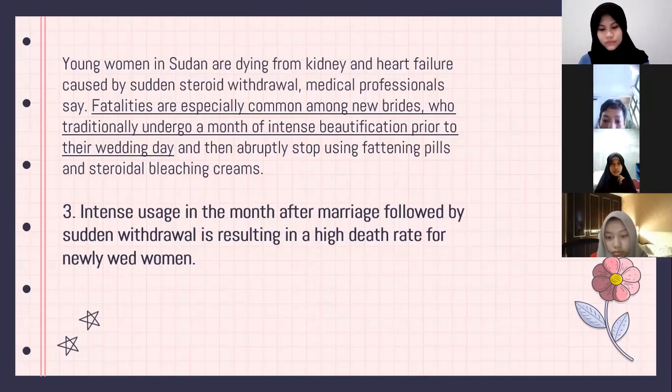Let's go back to the text. The text says, fatalities are especially common among new brides who traditionally undergo a month of intense beautification prior to their wedding day. The statement says the month after marriage, but the text says the month prior to or before marriage. The answer is opposite to the statement, so the answer is false.